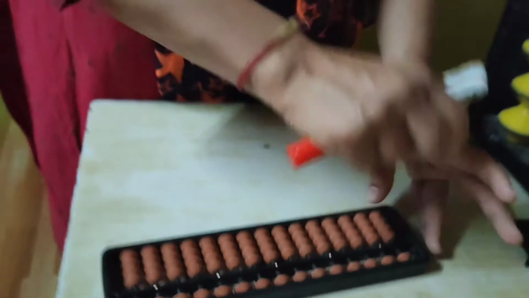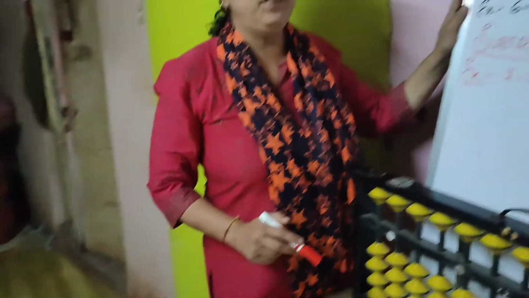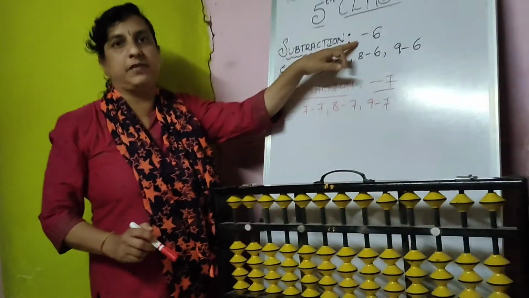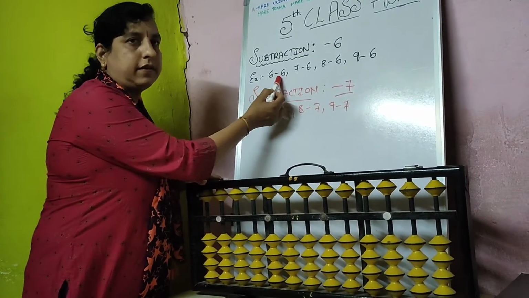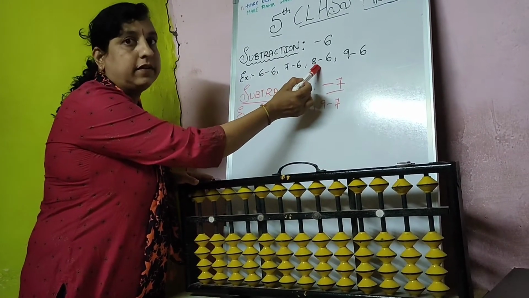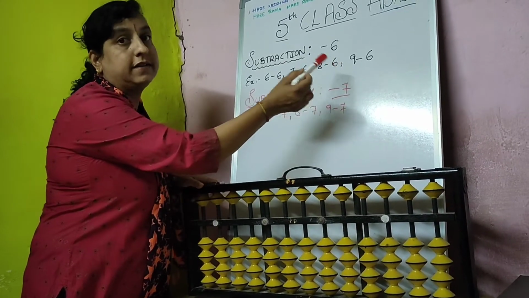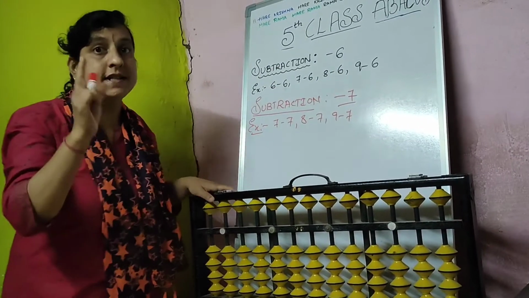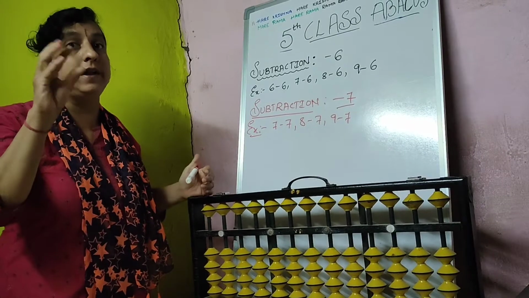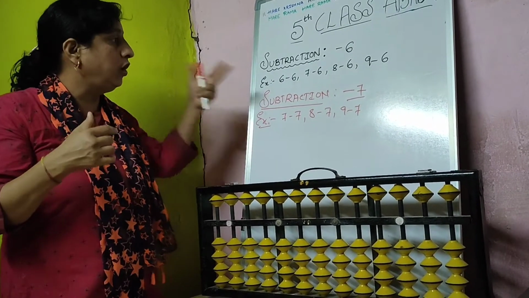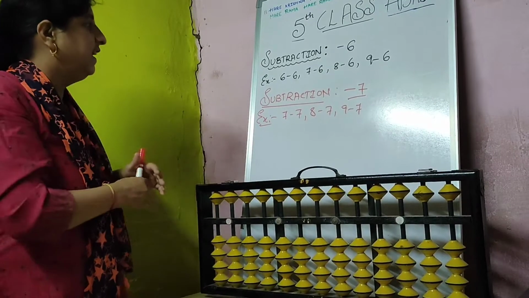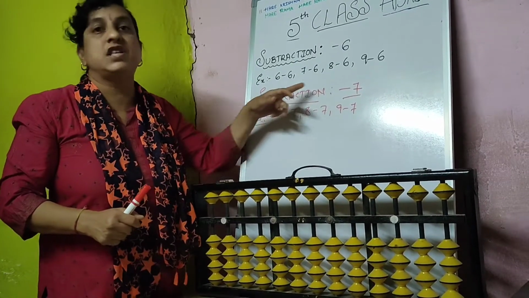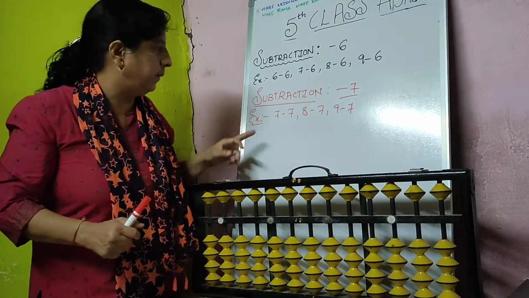So clean the abacus. So I hope you understood this minus 6, subtraction of minus 6. You have got 4 examples: 6 minus 6, 7 minus 6, 8 minus 6 and 9 minus 6. You have to practice each example 5 times. If you are more interested, you can practice 10 times. No problem, okay? So I will teach you subtraction of minus 7, okay?